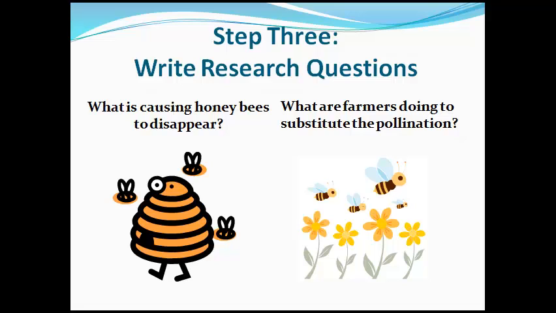Number 1. What is causing honeybees to disappear, and how does this problem affect farming? Number 2. What are farmers doing to substitute the pollination of honeybees, and is this substitute as effective as the honeybee? Number 3. How is the honeybee important to farming and agriculture, and what are the effects of its disappearance?